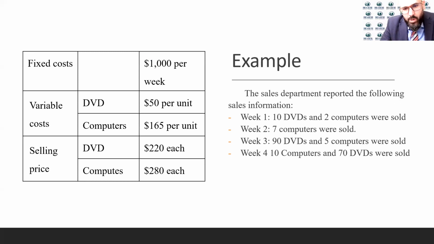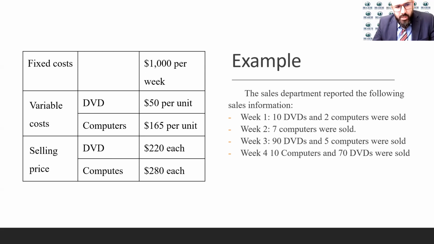The sales department provided this data to you and asked, can you help us find the net profit in this case? In week 1, they sold 10 DVDs and 2 computers. These are what they sold. In week 2, they only sold 7 computers. In week 3, they sold 90 DVDs and 5 computers. And in week 4, 10 computers and 70 DVDs were sold.